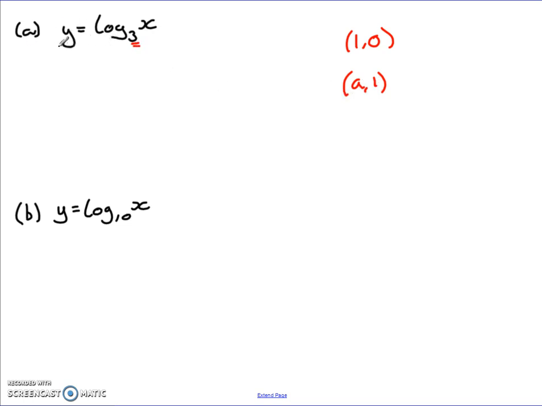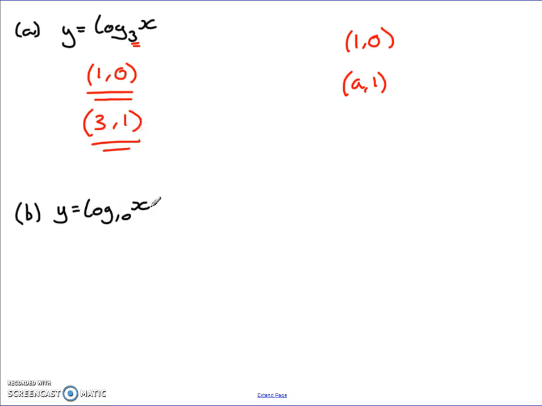So for this one here, the y equals log to the base 3 of x, our first key point was the 1, 0. Unless we do any form of transformation on the graph, which we're not worried about in this video, we're always going to get 1, 0 being our point. The second one comes from the base of our logarithm. We get the a, 1. Now the a comes from the base. In this case it's 3 and the y value is 1. So my second point that I'm after is 3, 1.